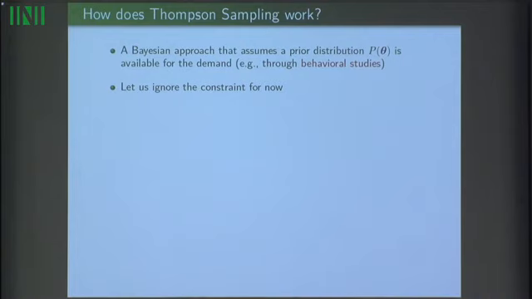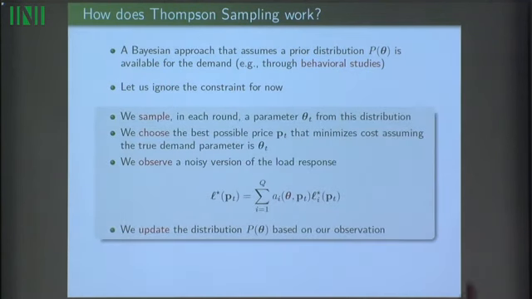Okay, so let's see how this applies to that case. Let's assume I have collaborated with behavioral scientists to create this prior. Now how am I going to exploit this, right? If we ignore the constraint, this is how classic Thompson sampling would perform. In each round, it would draw a random theta from the prior. It would choose the best price corresponding to the parameter theta that I just drew from my prior. It will post it, observe a noisy version of this load, and based on that noisy observation, update the prior, and this would go in a loop for t periods, right?